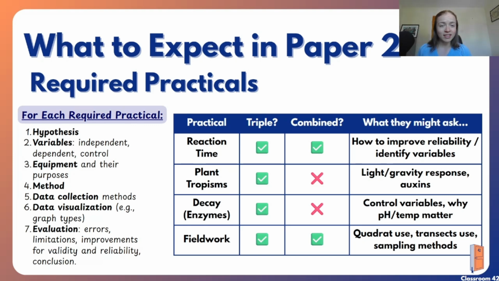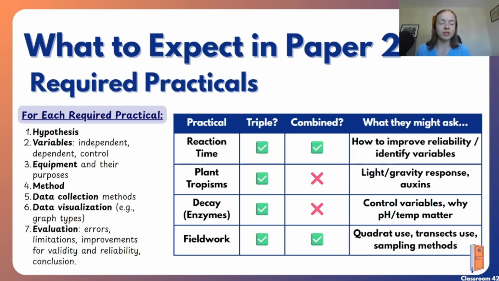For the fieldwork investigations, they will often be talking about how to use a quadrat, the use of transects, and the sampling methods as well. That's a very common exam question for the fieldwork investigations, and that is one of the favourites of examiners in the past. And then the other 2 are both only for the triple science or the biology paper students.